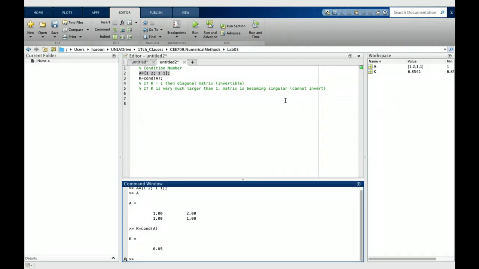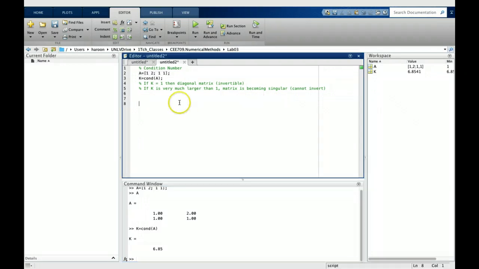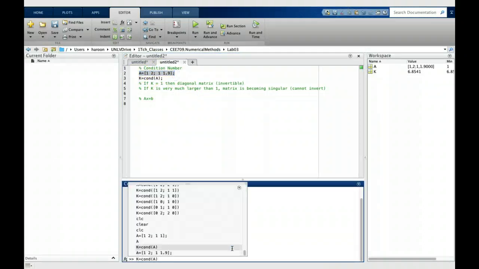Or in other words, if we were trying to solve Ax equals b, and we can't invert A, that means there is no solution for x. The x solution doesn't exist. Let's experiment here. Let's make this 1.9, and again try to find the condition number.